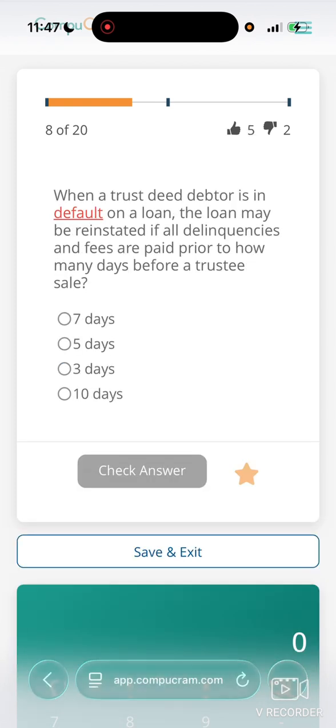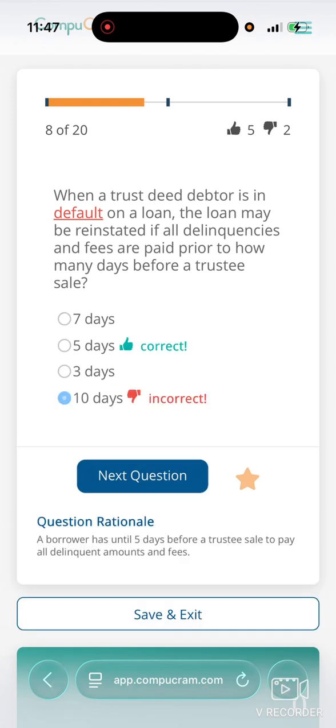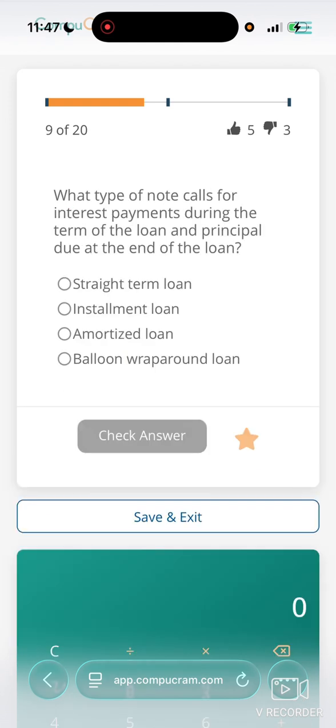When a trust deed debtor is in default on a loan, the loan may be reinstated if all delinquencies and fees are paid prior to how many days before a trustee sale? 10, 5. A borrower has until 5 days before a trustee sale to pay all delinquent amounts and fees. 5 days. Question number 9.